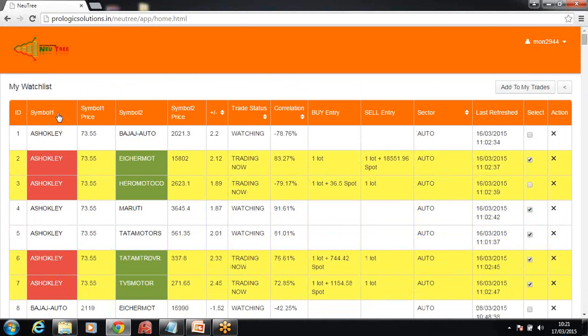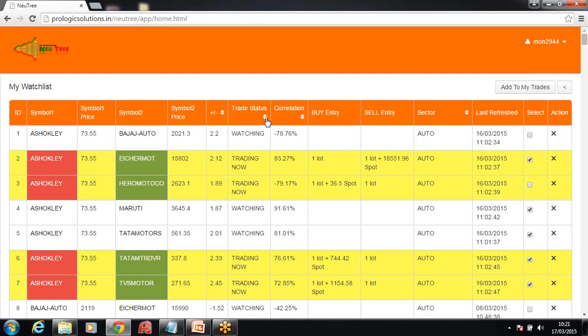And you have an option of alphabetical order. You can go alphabetically and check the trades, and you have symbol 1 and symbol 2, symbol 1 price, symbol 2 price, and we have something called a plus and minus here. This is nothing but what we call the Z score. I'll come back to that.